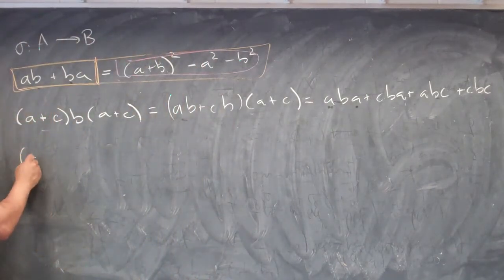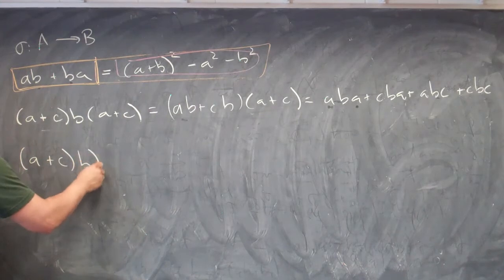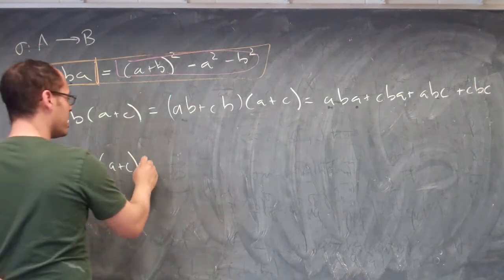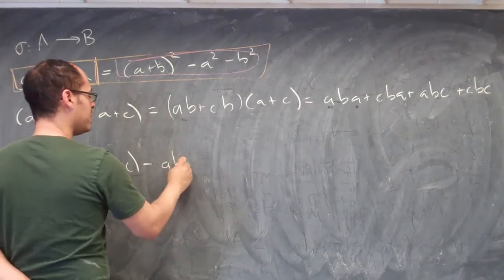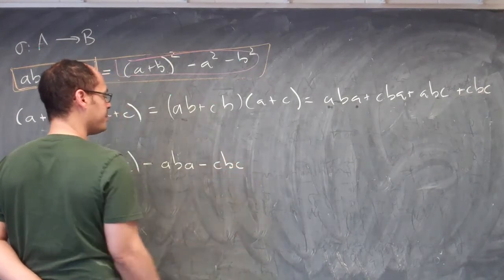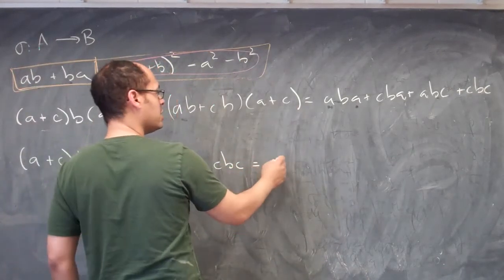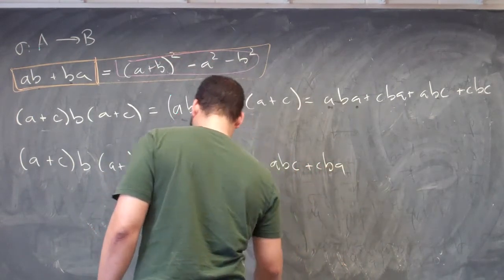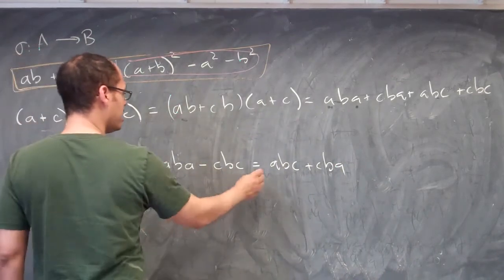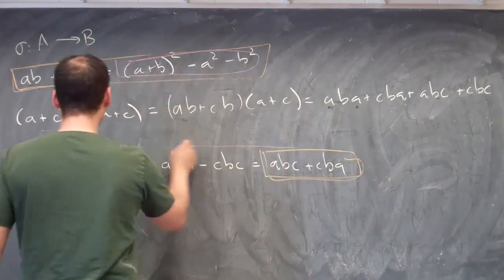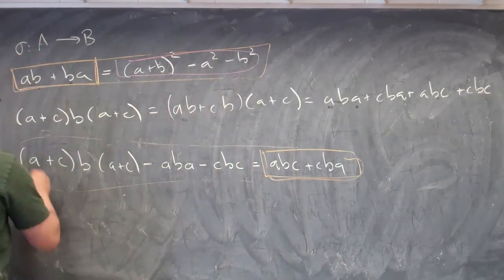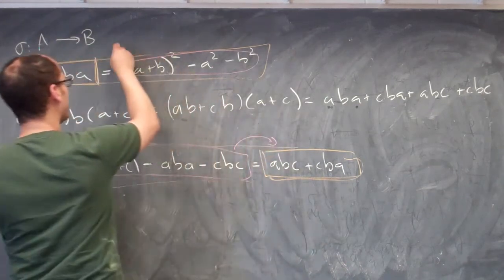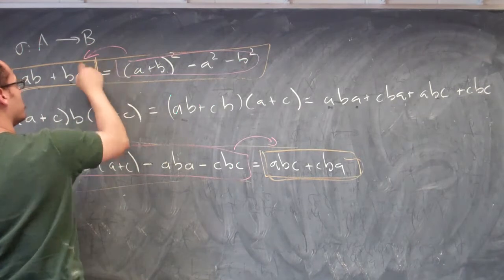And so what I see is that if I look at (A plus C)B(A plus C), this is something in terms of the Jordan structure, and I subtract off ABA and I subtract off CBC, then what I obtain is this new combination, ABC plus CBA. So that is to say that this new thing, ABC plus CBA, can be written in terms of these old Jordan things. Okay.